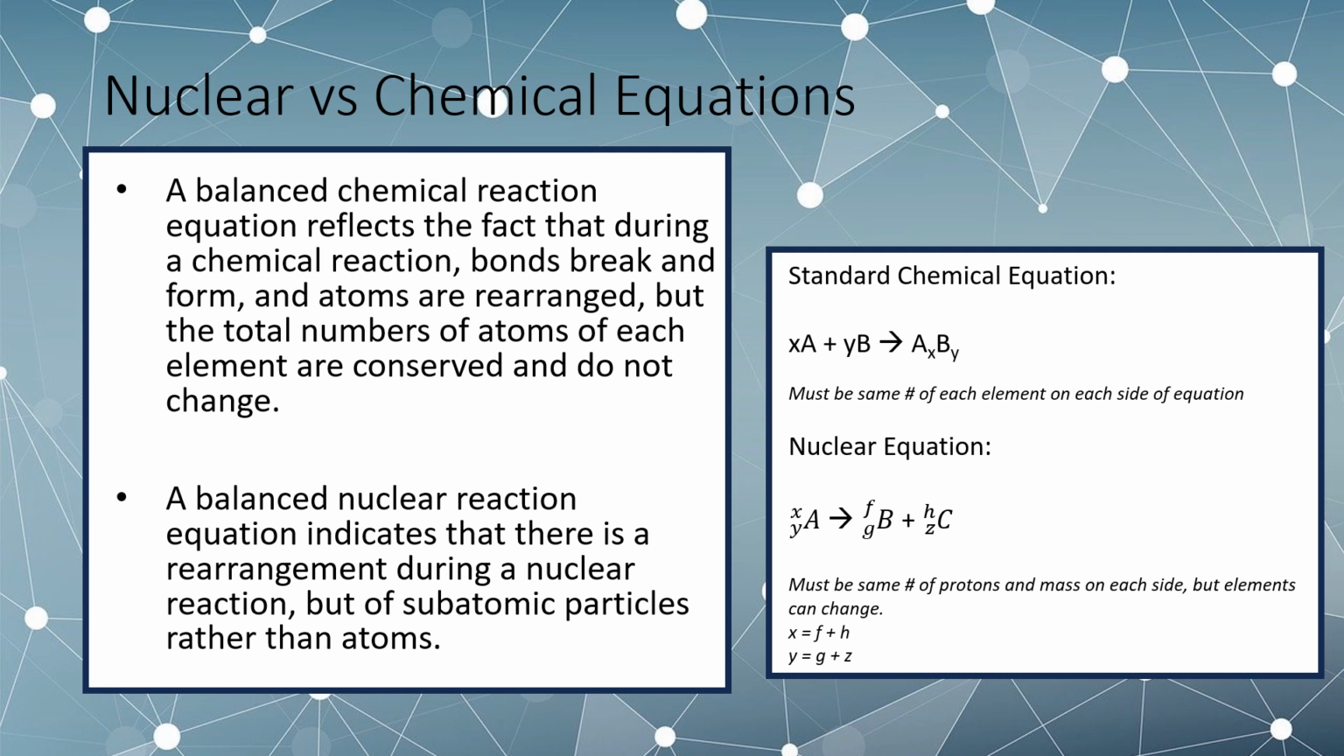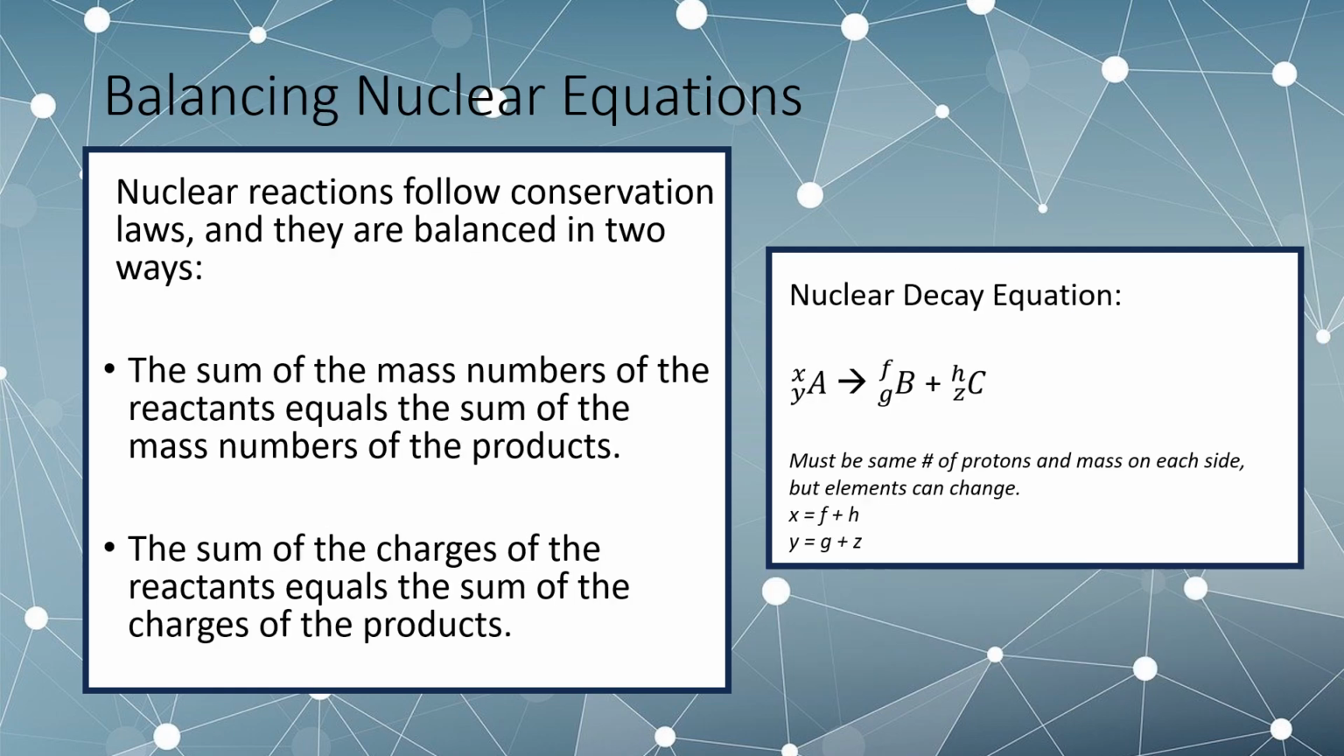We must have the same number of protons and mass on each side, but the elements themselves can change. So whilst our X on the left-hand side, or our number of protons and neutrons together, has to be equal to the number of protons and neutrons on the right-hand side. So as touched on there, our nuclear reactions must follow the same conservation laws as our standard chemical reactions, in that whatever is on the left must be on the right. And they are balanced in 2 distinct ways.